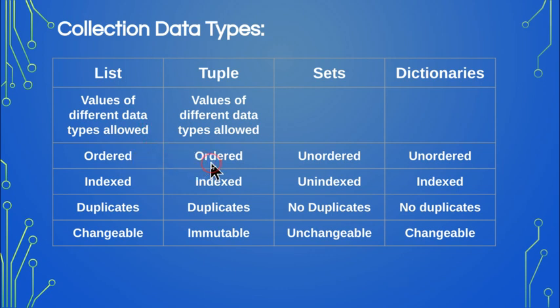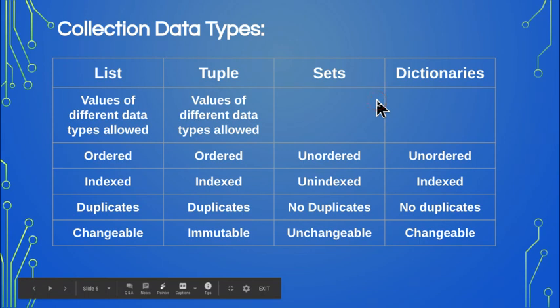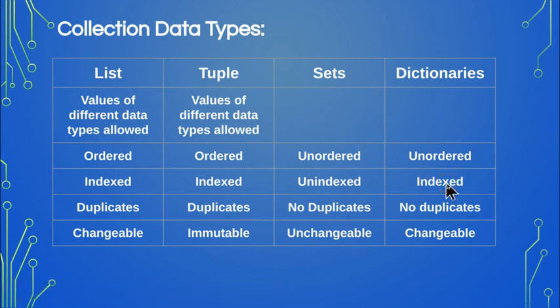Lists and tuples are ordered. Sets and dictionaries are unordered. Lists and tuples are indexed. Sets are unindexed, which means that you cannot recall them item by item because they don't have an index. Dictionaries are again indexed. Lists and tuples can have duplicates. Sets and dictionaries cannot have duplicates.